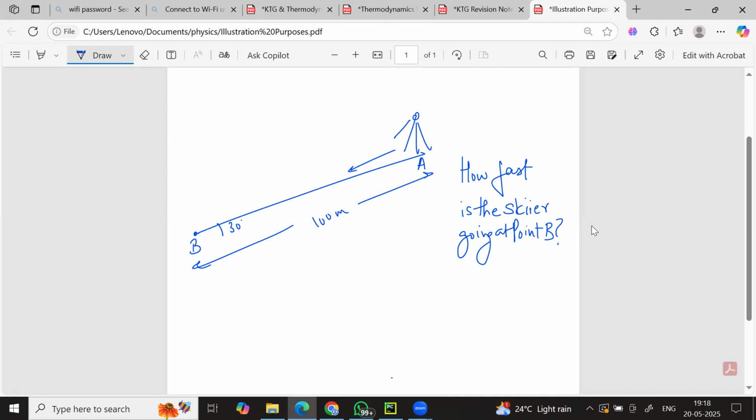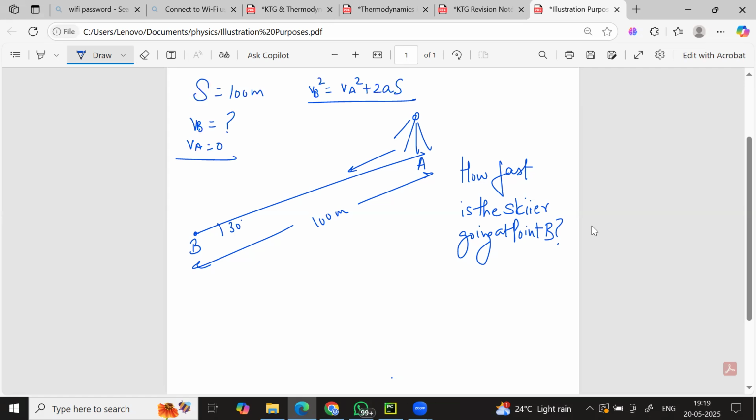Now the total distance here is 100 meters. I'm going to denote distance with S, and we need to find the velocity at point B. The velocity at point A is obviously zero because the skier starts at rest. We're going to use the kinematic equation VB square equals VA square plus 2AS, and we're going to have to find out what the acceleration is as the skier goes down the slope.